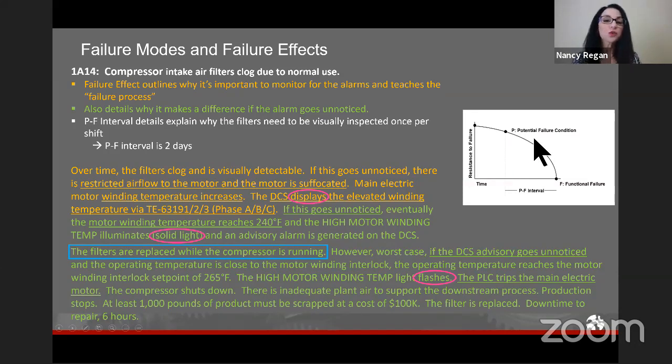Whatever that means to us, failure occurs. The time between when a potential failure condition is detectable to the point where functional failure occurs, that's called the P2f interval. Now, figuring out these values, how do we know what our potential failure conditions are? How do we know what the P2f interval is? That's where our equipment experts come in.